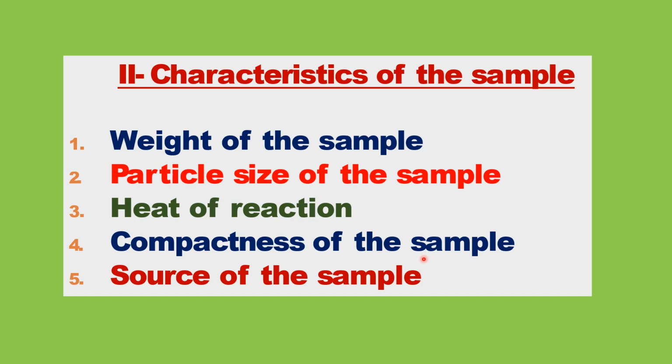It also depends on the source of the sample. For example, you can prepare the compound calcium carbonate through two different methods. The sample characteristics will also affect it: the same calcium carbonate obtained through two different synthetic methods will give different thermogravimetry. Please see that.